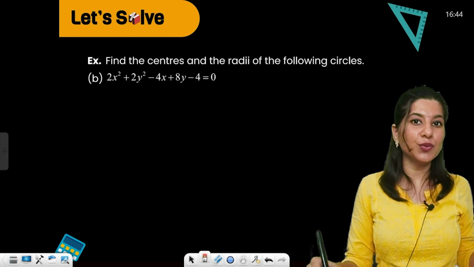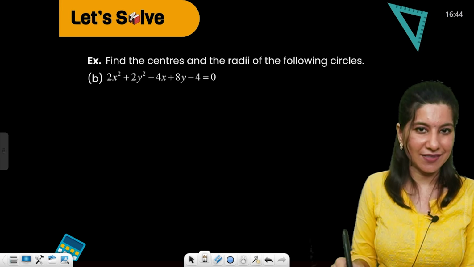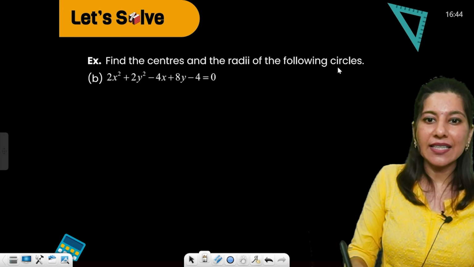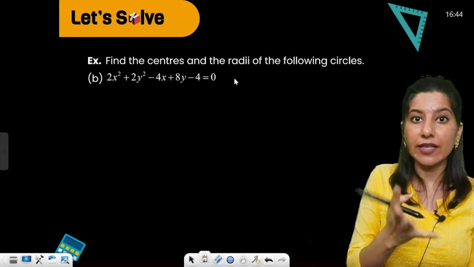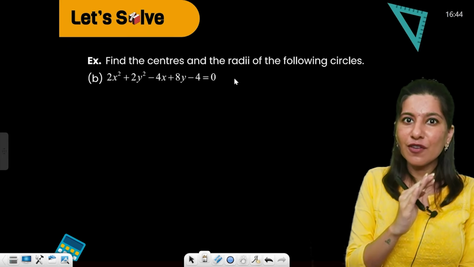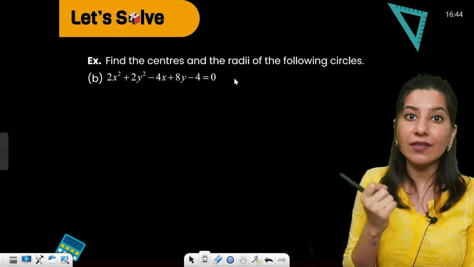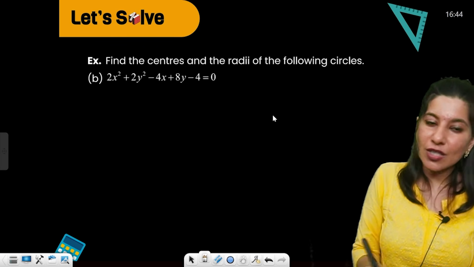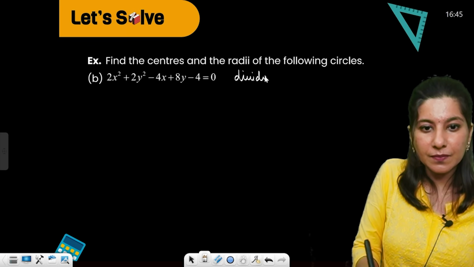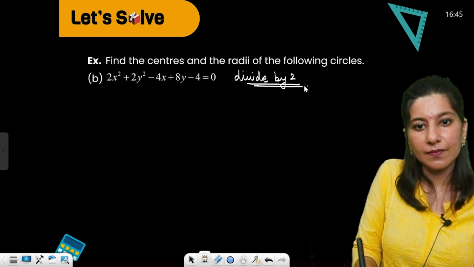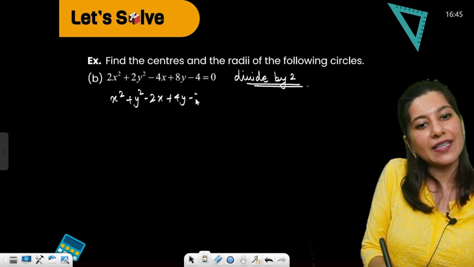Are you guys ready for the question? Because I want you to do the next question. The next question has a twist, not a trick. Find the center and the radius of the following circle. But in here, please do not rush to calculate the center and radius. First of all, you have to make the coefficients of x square and y square equal to 1. Divide this whole thing by 2. So x square plus y square minus 2x plus 4y minus 2 equals 0.